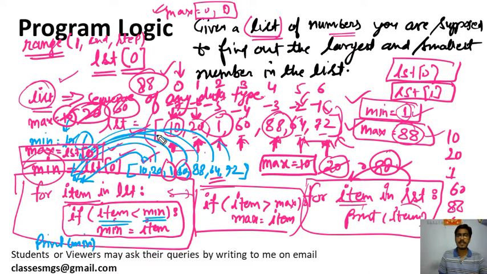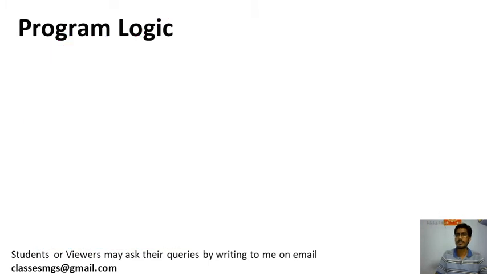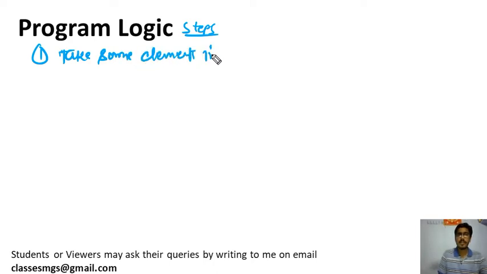So now let me clear this and try to show the steps. I am deleting all of that. Now I am going to show the steps. Step 1 will be: you can take the list as input, or assume some elements in the list. Let's suppose you assume anything, then you will iterate over this list.